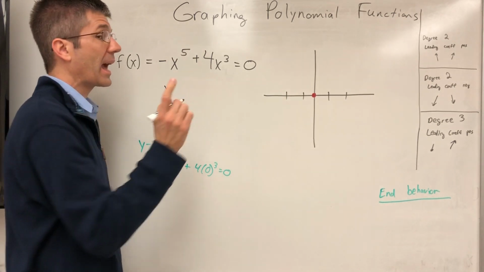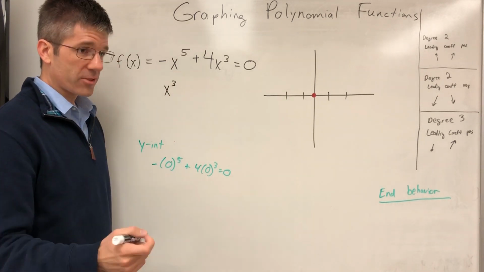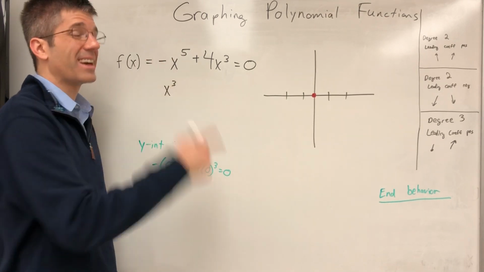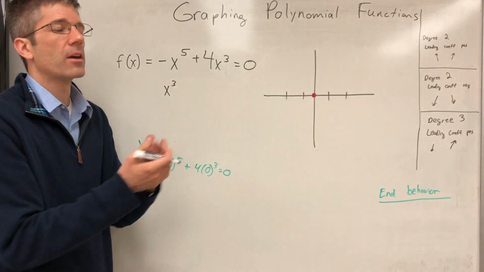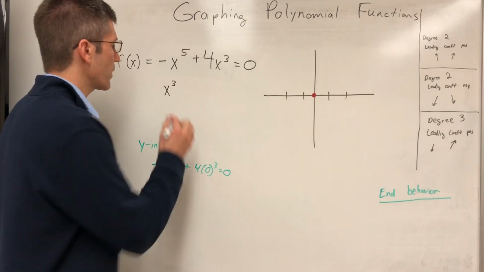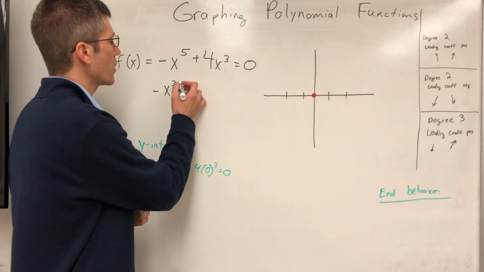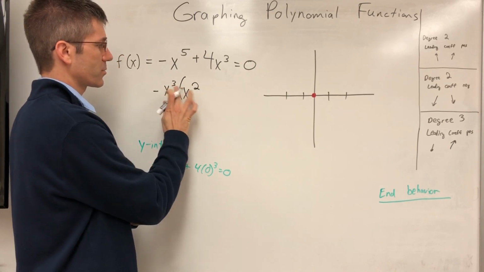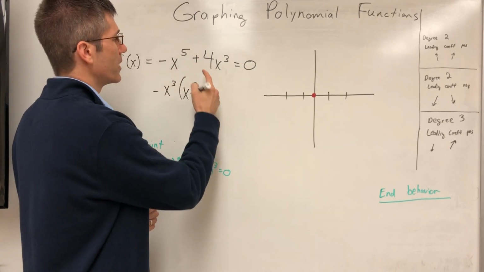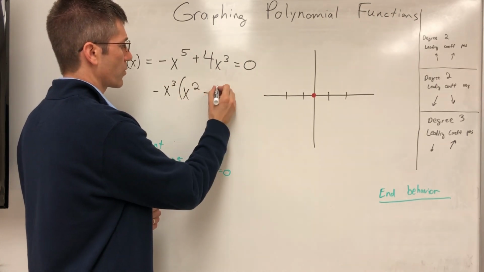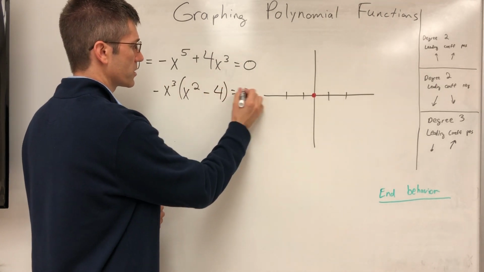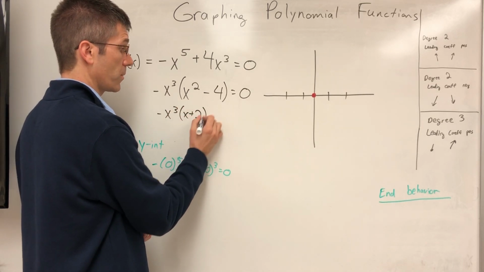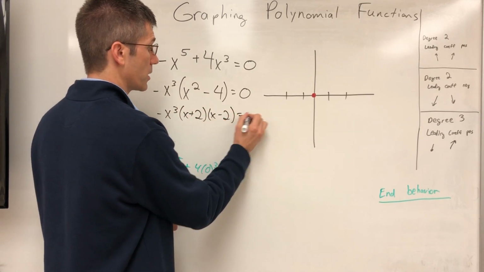When you are factoring out a greatest common factor, if your leading coefficient is negative, you should factor that out too. It'll make everything else much easier to factor. Trust me, you'll see where this is going in a minute. X squared, because 3 plus 2 is 5. And then 4 divided by negative 1 is negative 4. That's equal to 0. Let's keep factoring. Negative x cubed, x plus 2, x minus 2 equals 0.